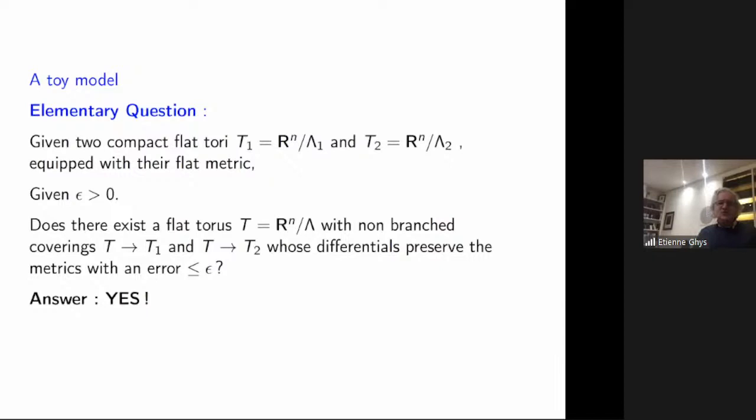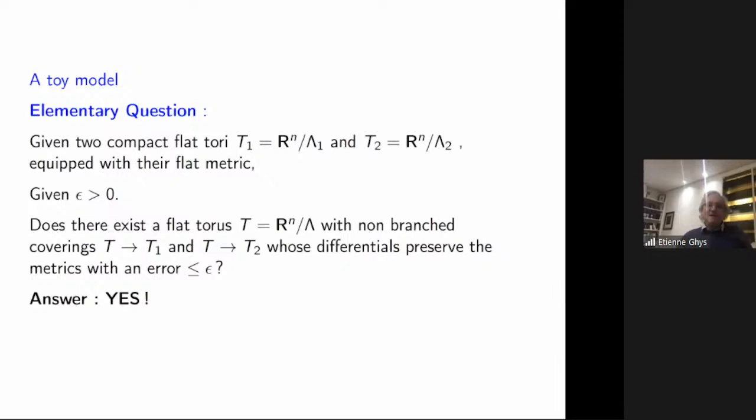Suppose you have two flat tori, Rn divided by a co-compact lattice Lambda 1, and Rn divided by a co-compact lattice Lambda 2, and both of them are now equipped with their flat metrics. You give an epsilon, and you ask the same question. Can you find a flat torus, Rn modulo some lattice, with non-branched coverings on T1 and T2, whose differentials are isometric with an error of epsilon? So it's the same question as Ehrenpreis, except that instead of hyperbolic surfaces with curvature minus one, we now have tori with flat metric.